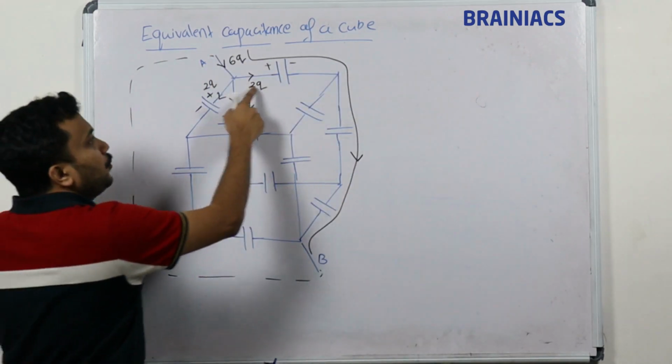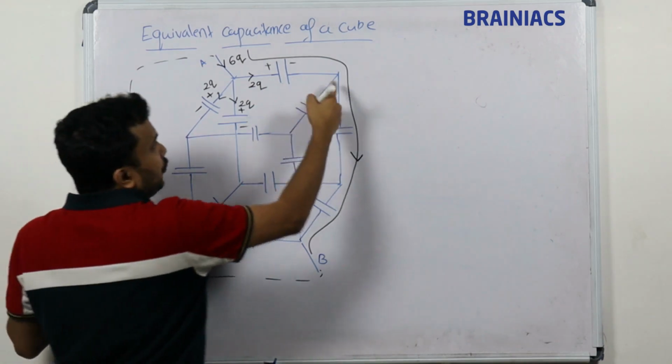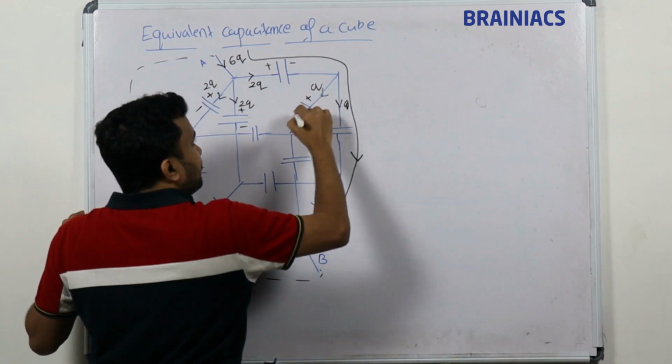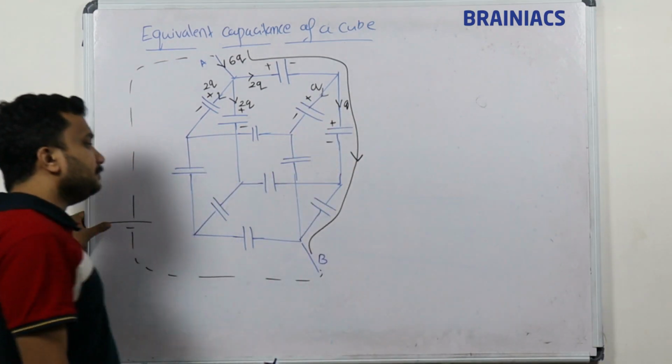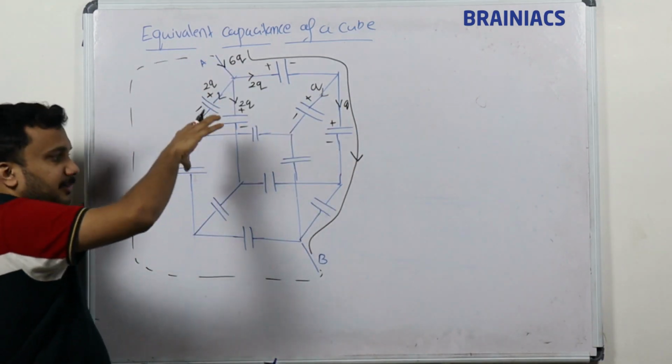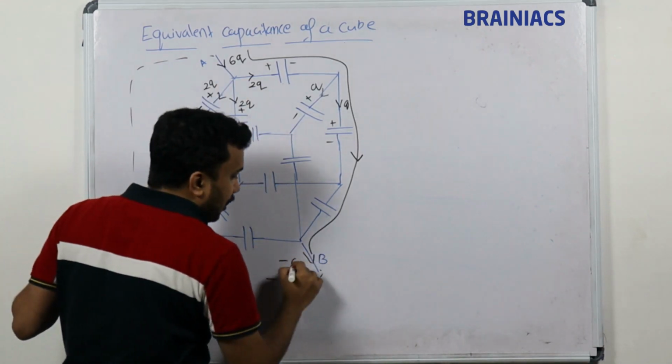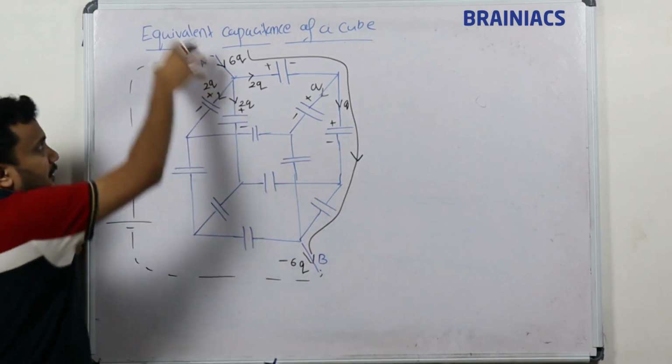Now 2Q will be coming here. What will happen? The 2Q will split, right? Here Q will split, here Q will split. So this is positive, negative and positive, negative. Next, we know 6Q is coming. So totally all the 6Q will join and 6Q will go outside. So the directions are opposite, coming and going.